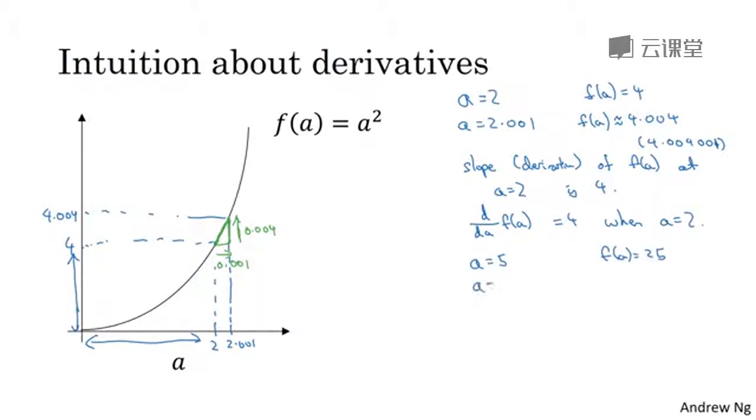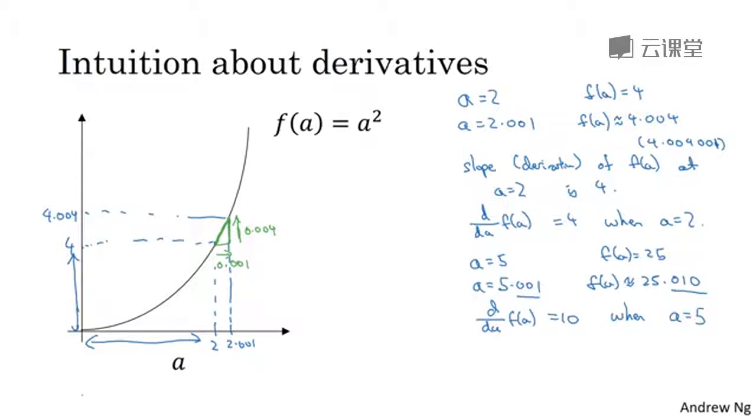If I nudge a to the right again, it's a tiny little nudge to a. So now a is 5.001, then f of a will be approximately 25.010. So what we see is that by nudging a up by 0.001, f of a goes up 10 times as much. So we have that d/da of f of a is equal to 10 when a is equal to 5, because f of a goes up 10 times as much as a does when I make a tiny little nudge to a.